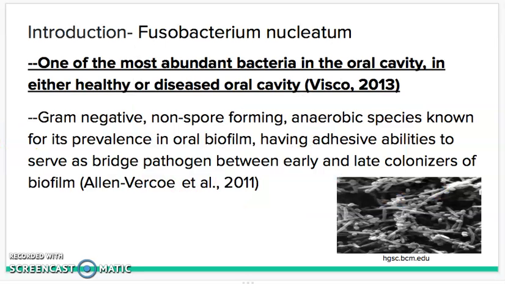Moving on is Fusobacterium nucleatum. This is one of the bacteria I used to test in the project, but it's actually one of the most abundant bacteria in the oral cavity, and it has a big influence on producing dental caries. And of course, it is a gram-negative, non-spore forming anaerobic species, and it's known for its prevalence in oral biofilm, and that means just oral plaque and how much it builds up and how much that bacteria actually builds up on the tooth.